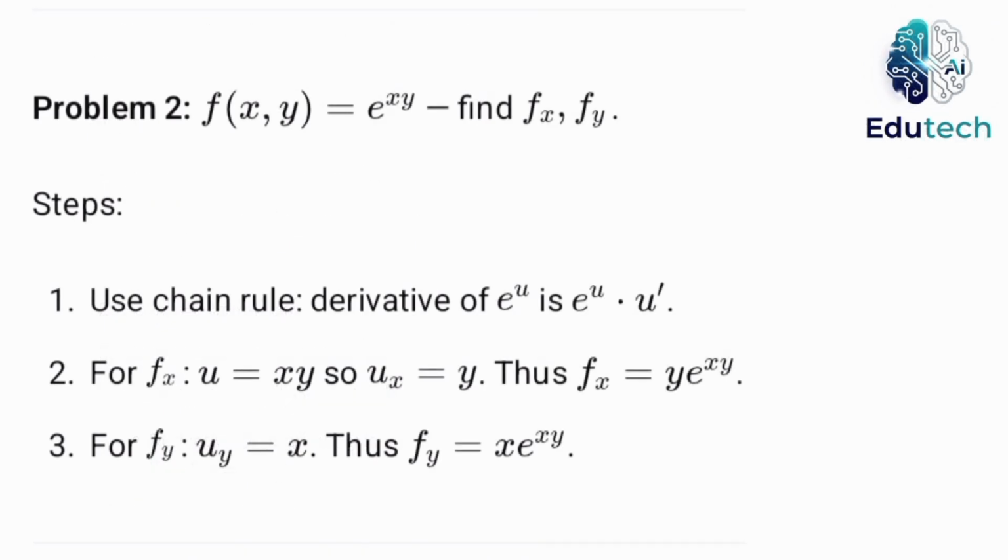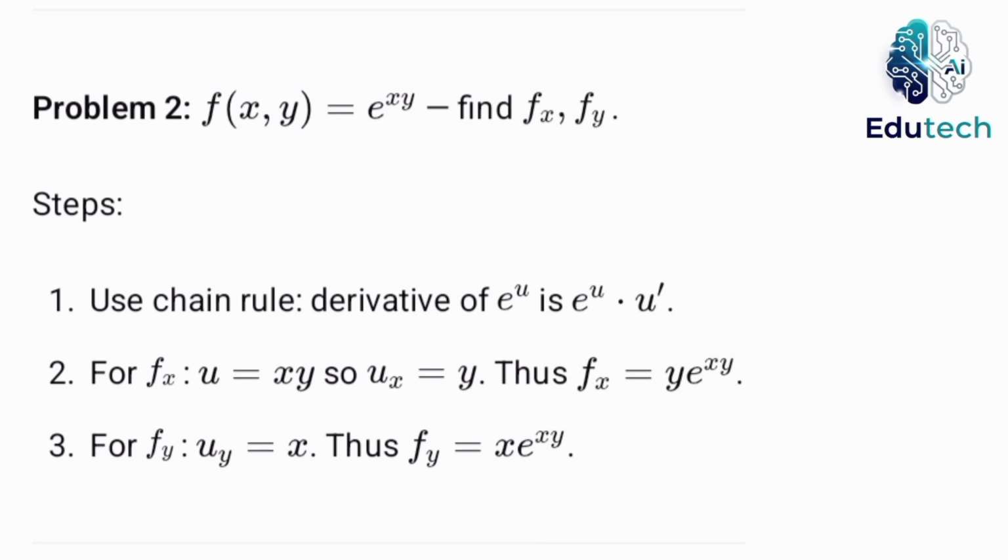f(x,y) = e^(xy). Find fx and fy. Use chain rule. The derivative of e^u is e^u into u'. For fx, u is equal to xy, so ux is equal to y. Thus fx is equal to y e^(xy). For fy, uy is equal to x. Thus fy is equal to x e^(xy).